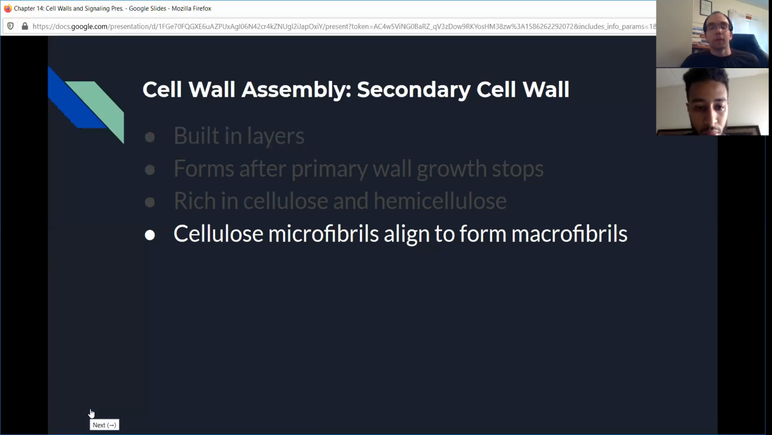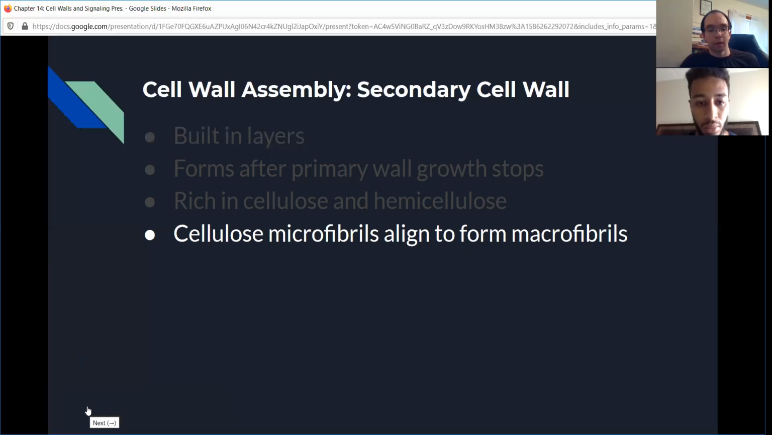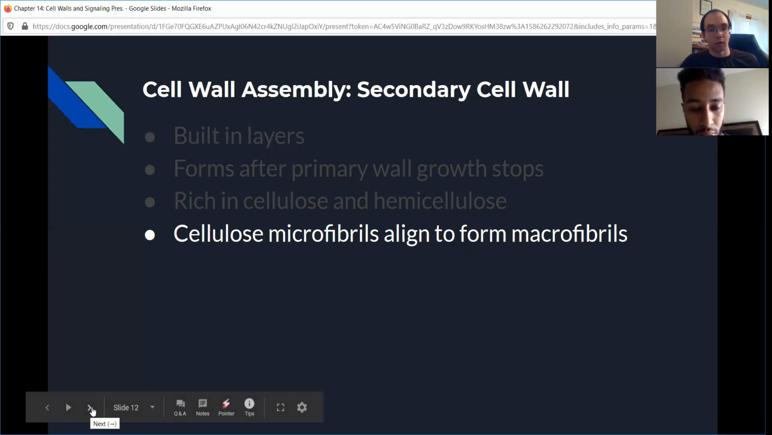Fourth, the microfibrils align to form macrofibrils. This phenomenon even further increases the strength of the secondary cell wall because if the microfibrils are akin to sticks, then the macrofibrils are like branches. This further increases the wall strength because all these macrofibrils are then lined up and connected by hemicelluloses perpendicular to the macrofibril growth direction, and that's what makes the cell wall strong.